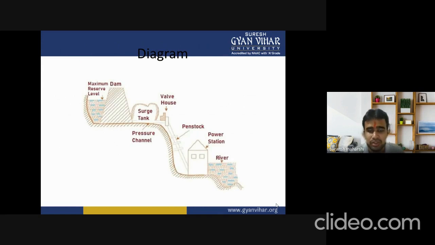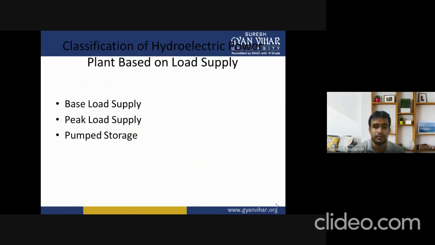Here we discuss some components such as the pressure channel, surge tank, maximum reservoir level, dam, valve house, penstock, power station, and the river.